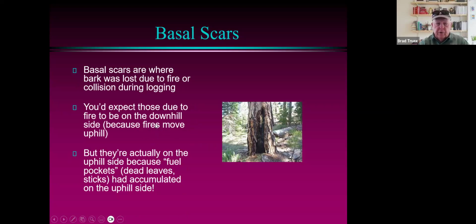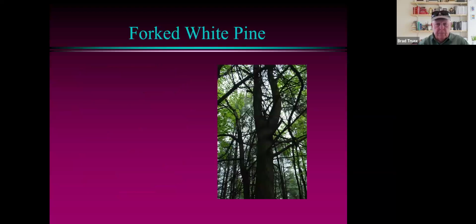And that's because there are what we call fuel pockets. That's where dead leaves and sticks have fallen down due to gravity and accumulate on the uphill side of the tree. And then when there's a fire, the fire is much more intense on that side.